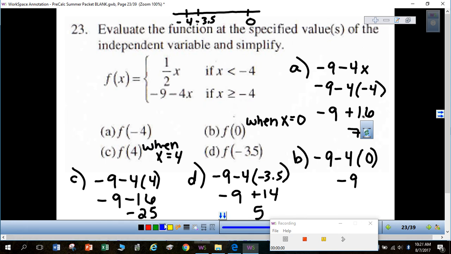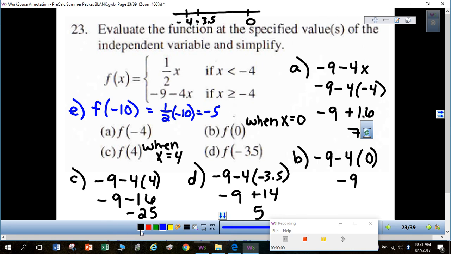But let's say it gave us a fifth question asking us something like to evaluate, let's say, f of -10. When x equals -10, that x value is less than -4. It's on the left side of it. So that would be a situation where we would use the top equation. So we would do 1/2 times -10, giving us a final answer of -5.